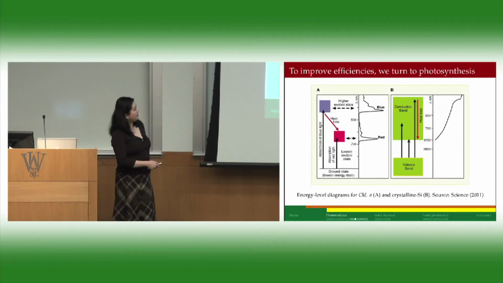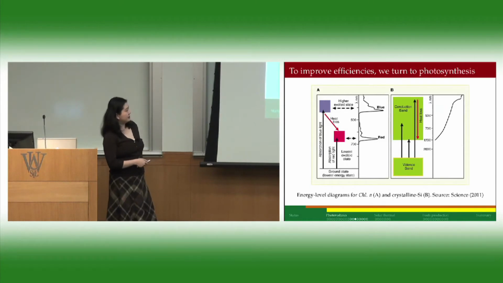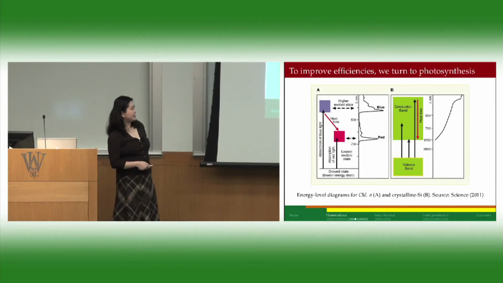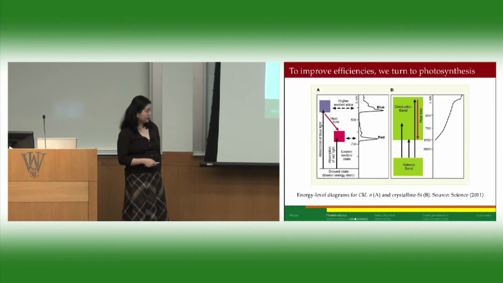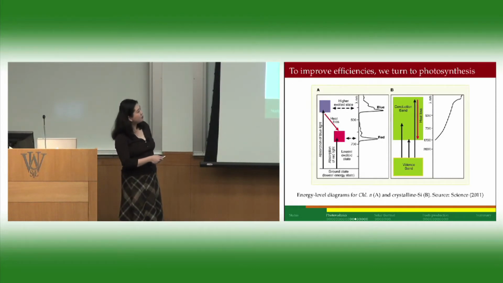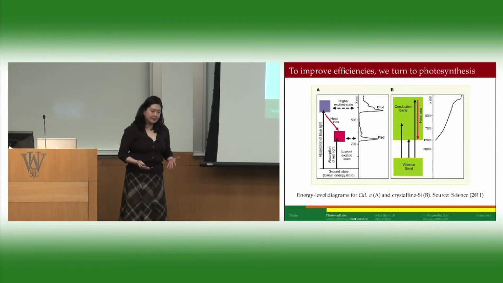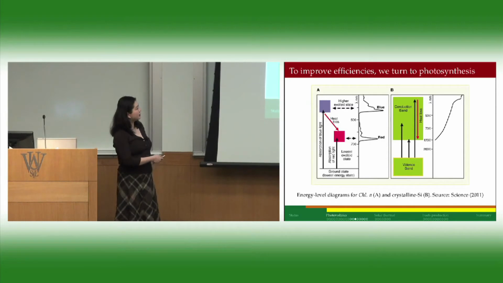This is a picture that Bob and his coworkers put out just in Science this past summer. Here, they looked at the differences between photosynthetic light harvesting, basically excitation from a ground state to an excited state, and how it would work in a crystalline semiconductor. And when we look at this, it's actually kind of the same concept. Again, you always want to excite something from the ground state to an excited state. So the same thing happens from the valence band to the conduction band.